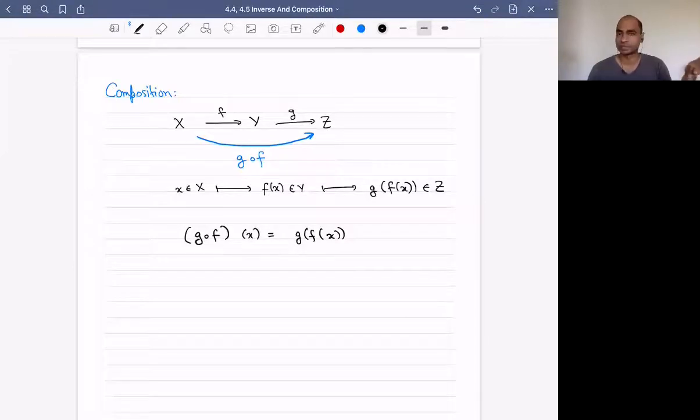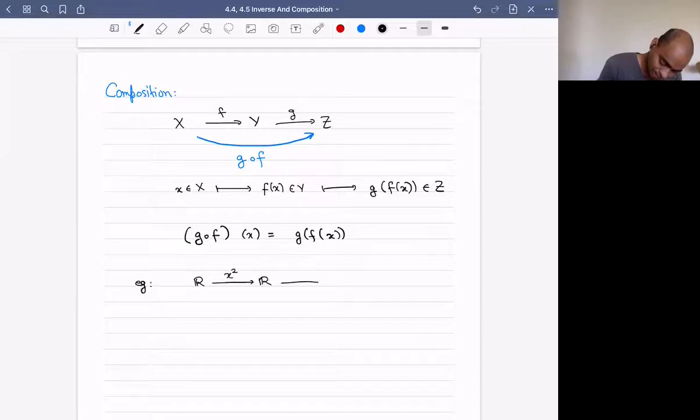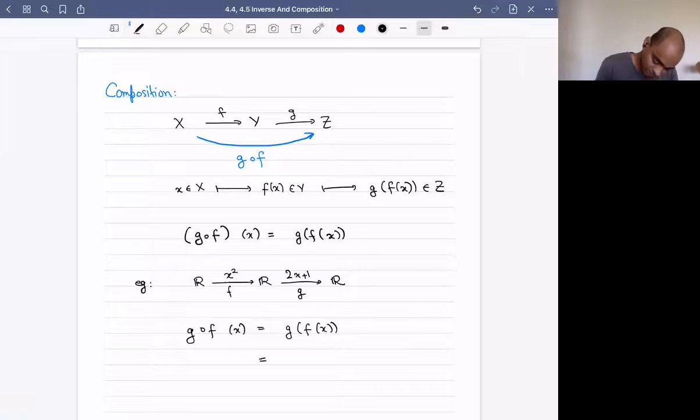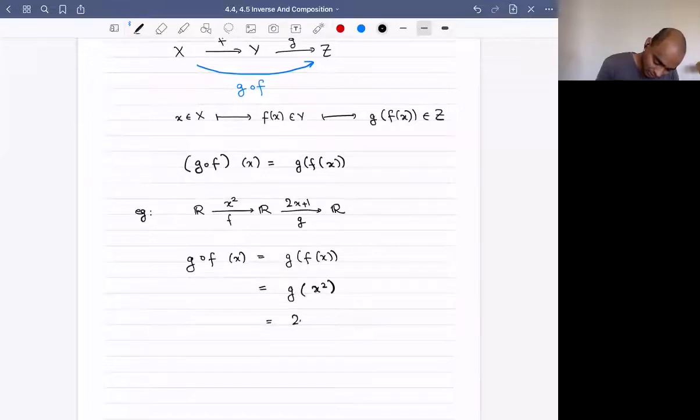As long as you draw this picture, you will never make a mistake in composition. If you just try to do it in your head, you'll probably get it wrong. So here's an example. I can take the function x squared, and then I can take the function 2x plus 1, and I can ask what is the composition of these two. Let me call this f, and let me call this g, and I want to define f composed with g of x. This is, as I said above, f of g of x. So first I do g, that becomes 2x plus 1, and then I do f, that becomes (2x plus 1) squared.